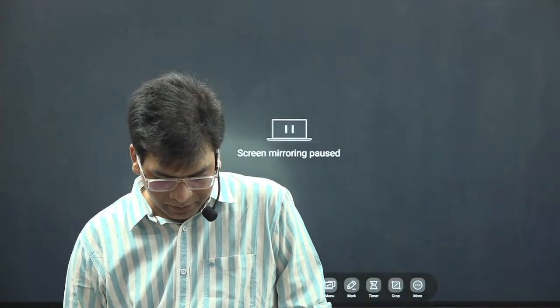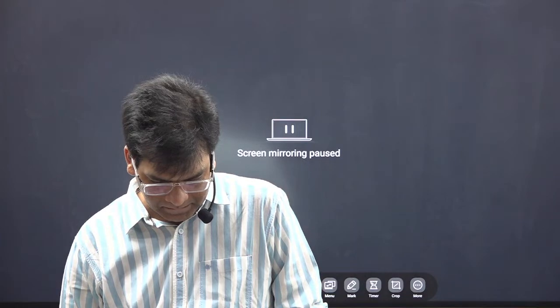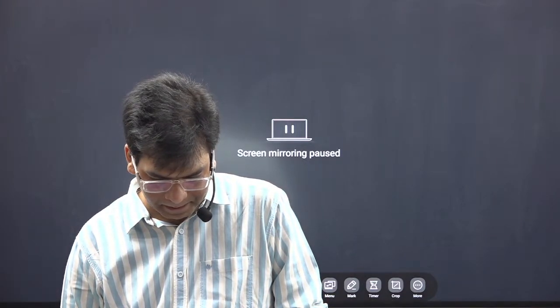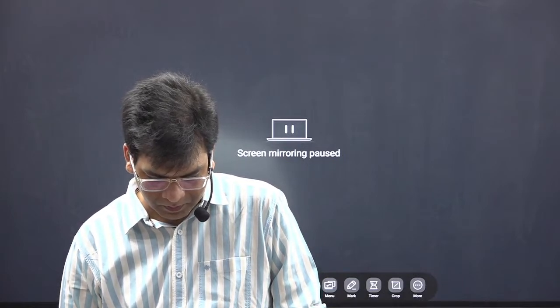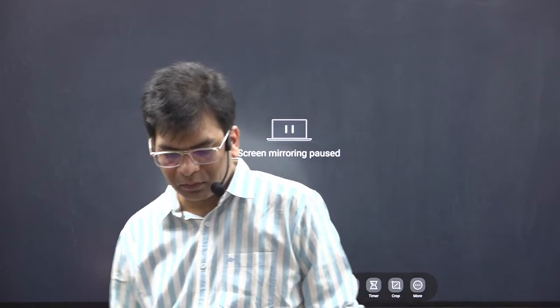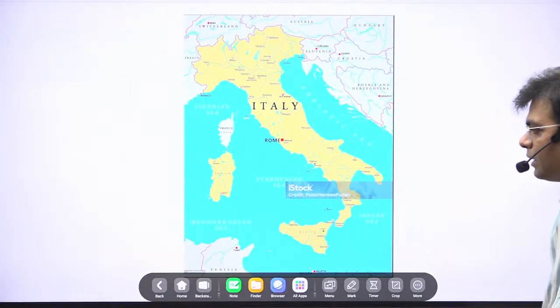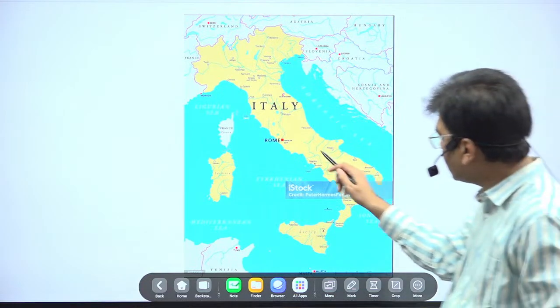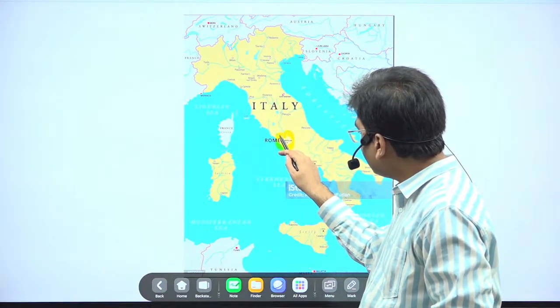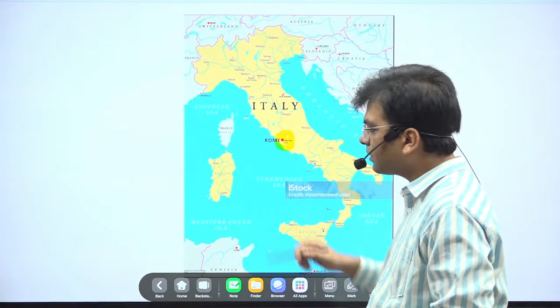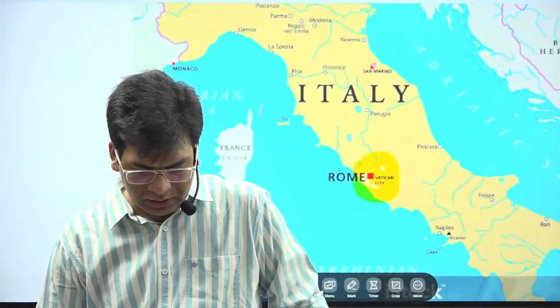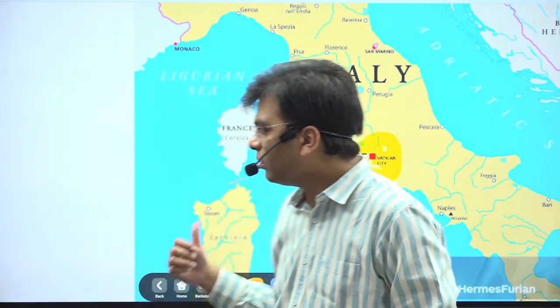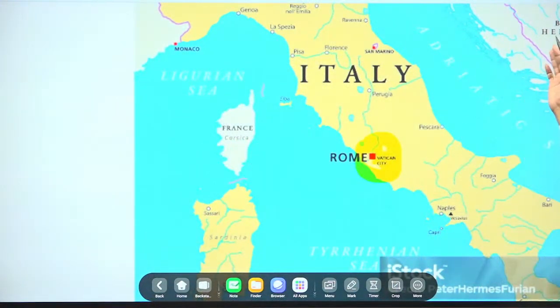Let me open the map. Is it visible? This is Italy. Where is Rome? Rome is the capital. It is situated here. And here you will find the Vatican City just beside this. Is it visible? I hope everyone could see this Vatican City and Rome. Then you should also locate the seas on the northeastern side.